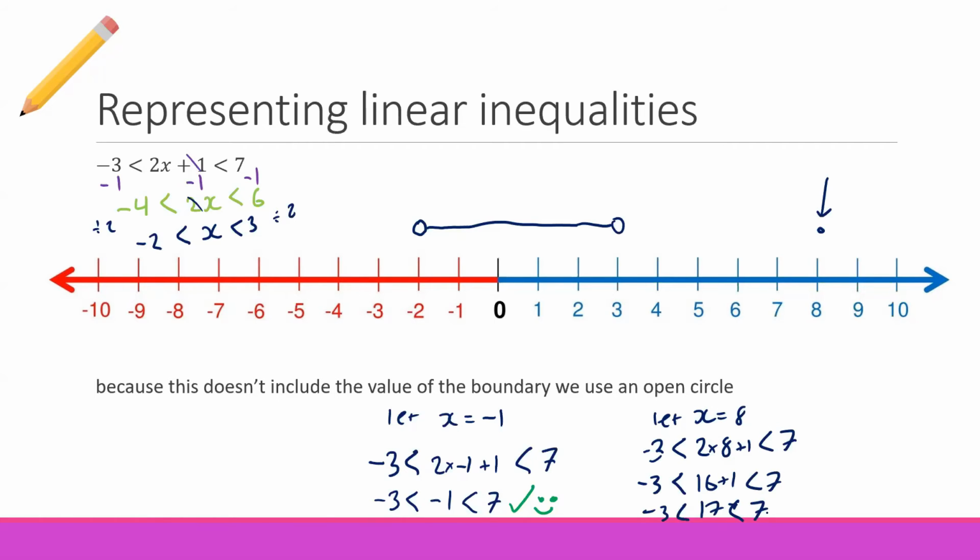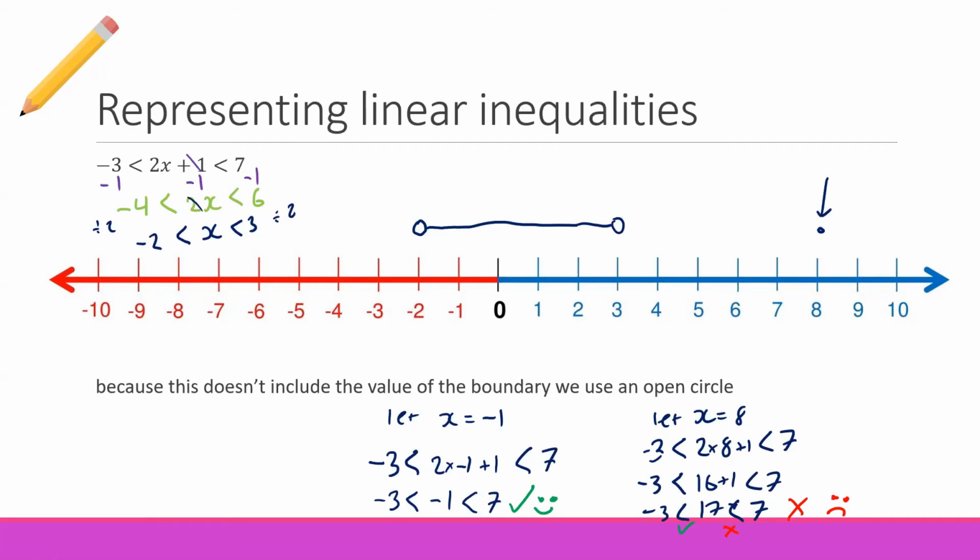Well, let's check if this works. Is 17 more than -3? Yes, it is. Is 7 more than 17? No, it's not. 7 is not more than 17. This does not work. This is not in the domain.